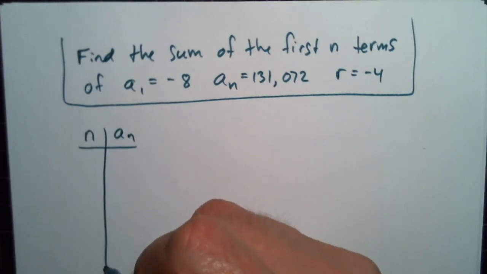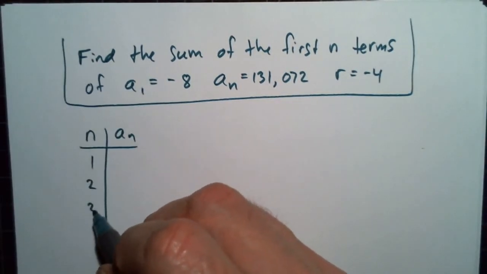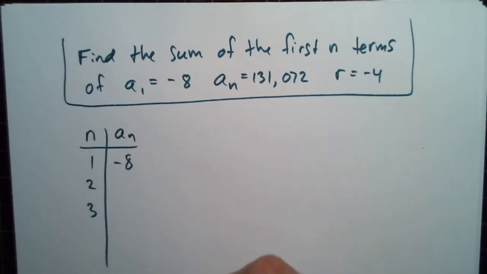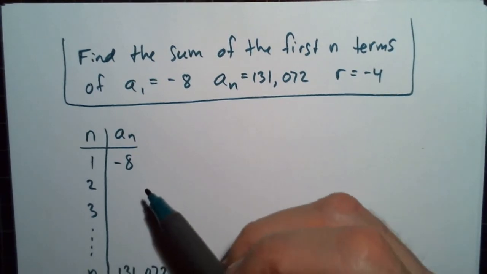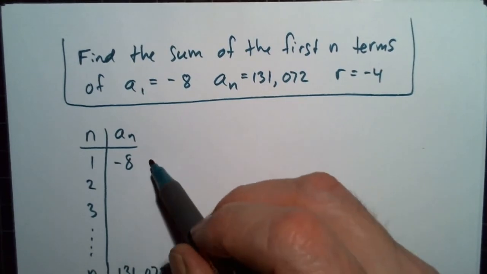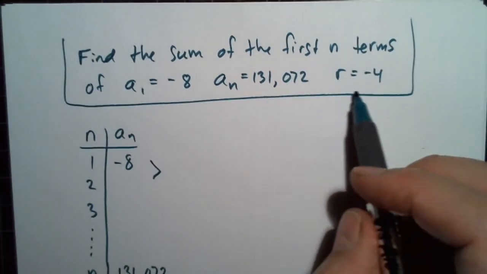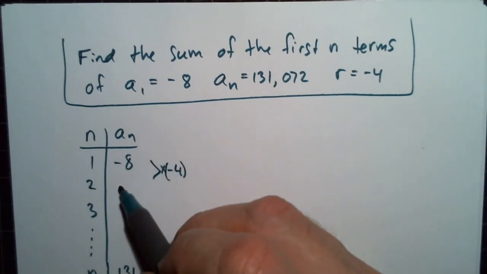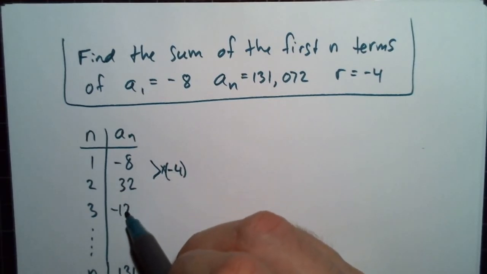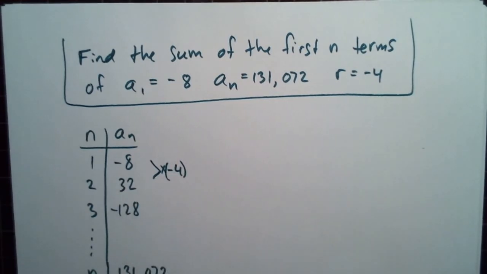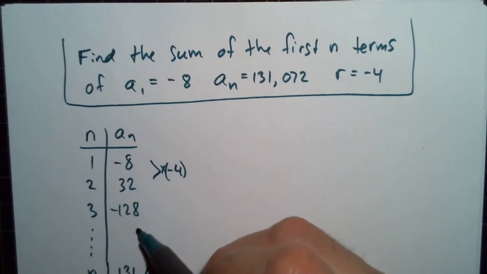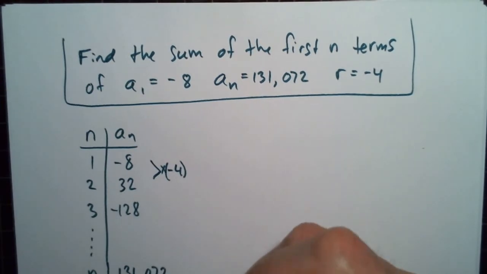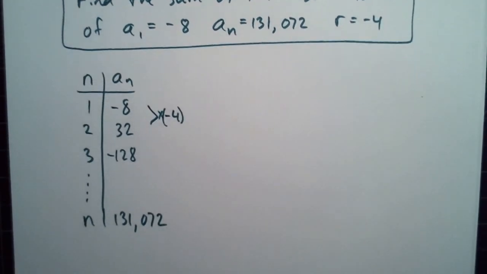When you get questions like this that are a little unfamiliar, always start with a table to make it look more familiar. And this is what we know, starting here, ending there, and the common ratio is negative 4. We're going to multiply by negative 4, and that gives us 32, negative 128. The long way to do it would just be keep multiplying by negative 4 until you get to this number, and then you would know what n is.